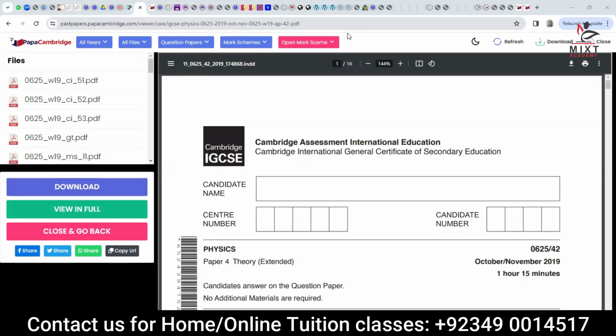One paper will be a theory paper. One paper will be an MCQ paper. And the other paper is your alternative to practical. So we started with paper 4. I'm just doing topical, the topics we have already covered.